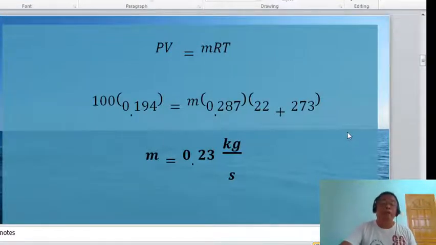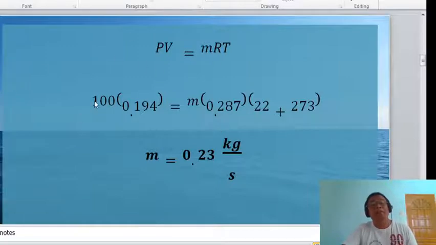Next, using the ideal gas equation, PV equals mRT. We have here the mass substituted in the previous equation. The computation is PV equals mRT, where the pressure is 100, the suction pressure, the volume is 0.194 cubic meter per second, m is unknown, 0.287 is the gas constant for air, and 22 plus 273 gives a mass of 0.23 kilogram per second.